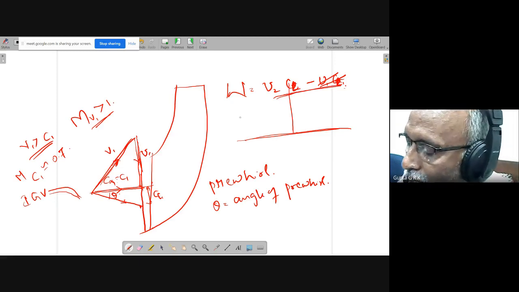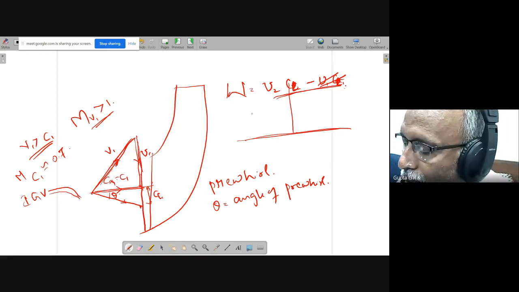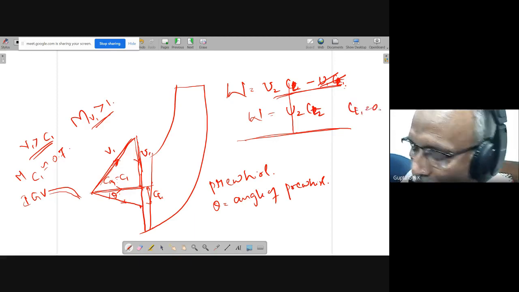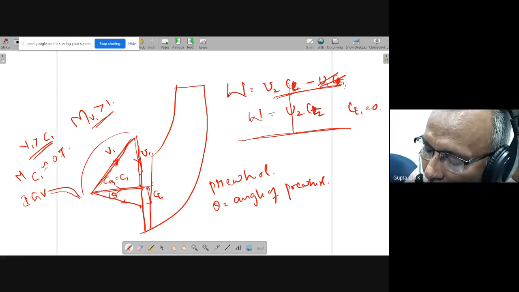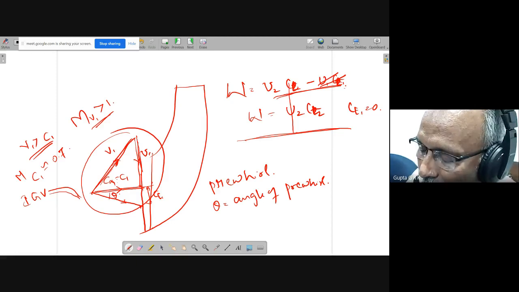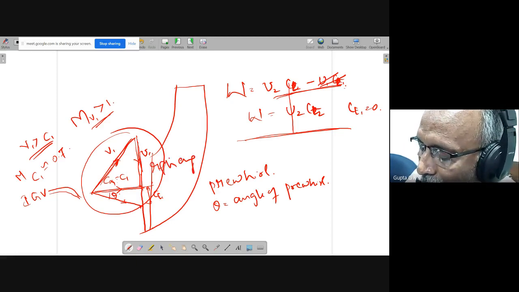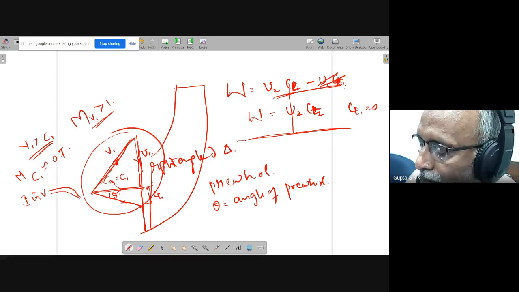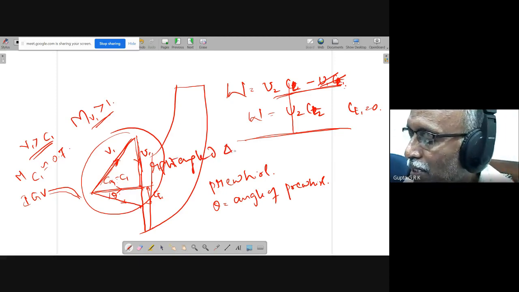So if I have no inlet guide vane, this is U2 Cθ2 and Cθ1 is 0. So it depends, again as I told, it will be an acute triangle if I have an IGV. If I don't have an IGV, it will be a right angle triangle. Like that I will get.